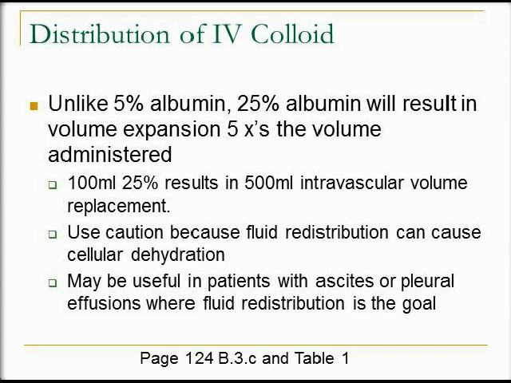So for IV colloids, in addition to 5% albumin, there's 25% albumin. This has a higher oncotic pressure, and so it's going to draw fluid into the intravascular space. It's going to result in volume expansion of about 5 times the volume that you give. If you give 100 mils, you should get about 500 mils of intravascular volume expansion. You want to be careful because this fluid redistribution can actually cause cellular dehydration. You're taking fluid from your cells and moving it into this intravascular space. It might be useful in patients that have ascites or pleural effusions where fluid redistribution is the goal. You want to move fluid from your belly or from your lungs into your intravascular space and hopefully then eliminate it.